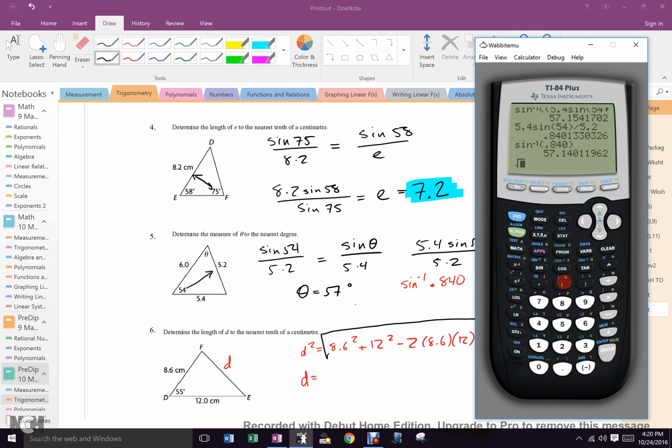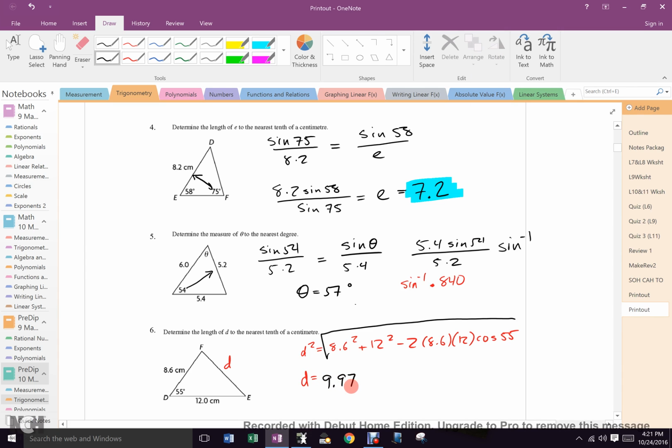Square root, bracket, 8.6 squared plus 12 squared minus 2 times 8.6 times 12 times cos 55, close brackets, and I gotta close brackets again because for me, I needed to close the brackets off on 55. And I get 9.97. Pretty darn close to 10, of course.